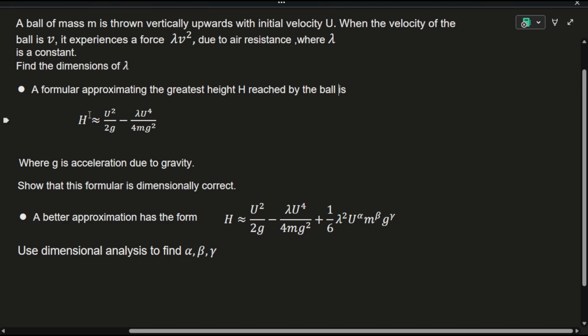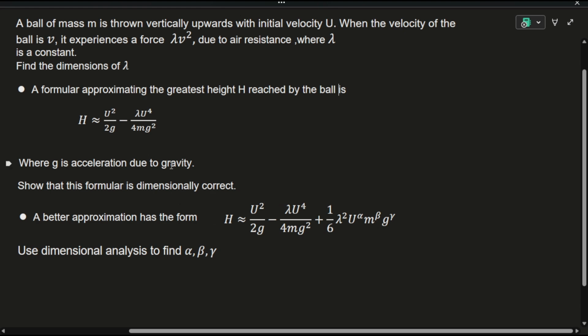We have a second part of the question where a formula approximating the greatest height that the ball can reach is given here, and we are expected to determine whether the formula is dimensionally correct. Now the last part of the question, that a better approximation of the formula has been given over here, and we are asked to use dimensional analysis to determine alpha, beta, and gamma.